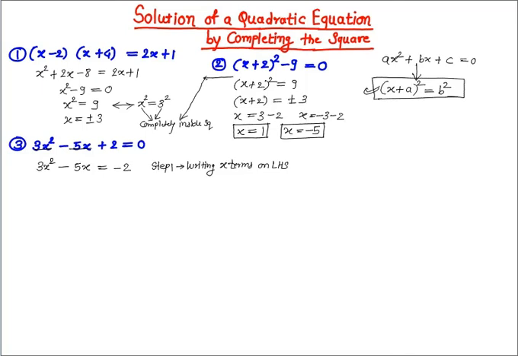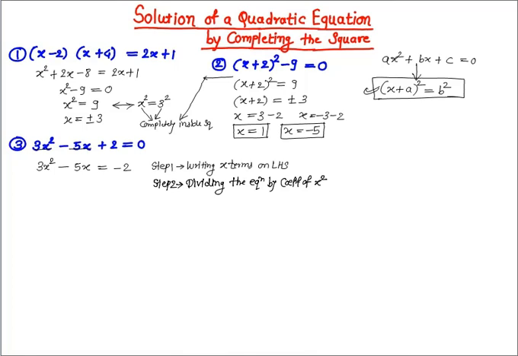Now in this example you can see coefficient of x² is 3. Now how to make it 1? If we divide the complete equation by 3, we will get the coefficient of x² as 1, right? So that is our step 2, that is dividing the equation by coefficient of x².